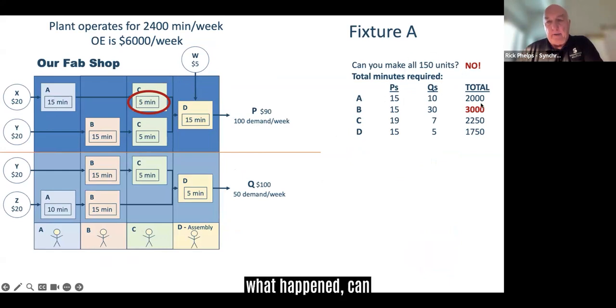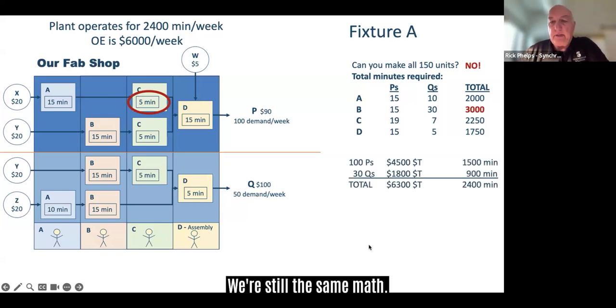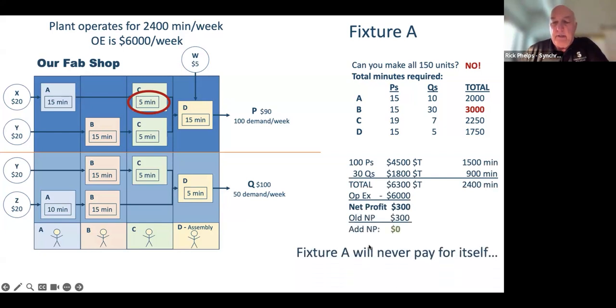If we look at what happened, can we still make 150 units with that reduced time? It actually hasn't changed the story at all, has it? We're still the same math. Nothing's really changed. Fixture A will never pay for itself. All right, so what's going on here?